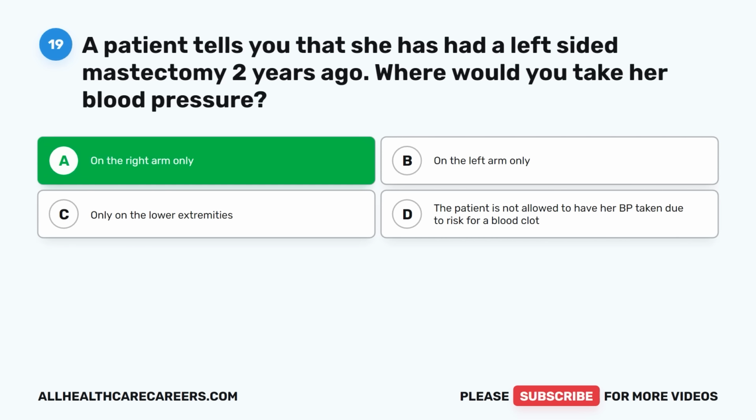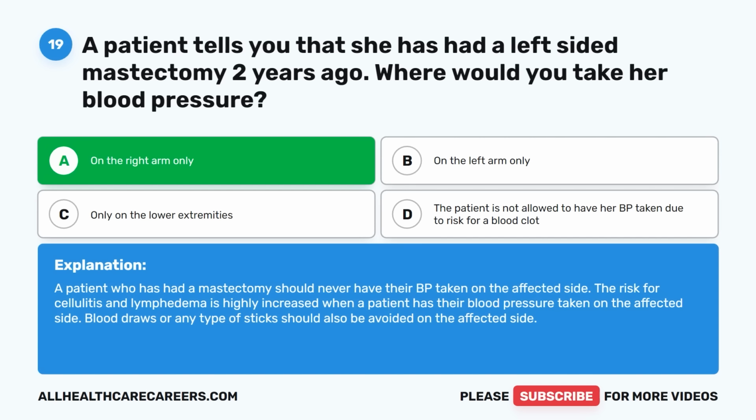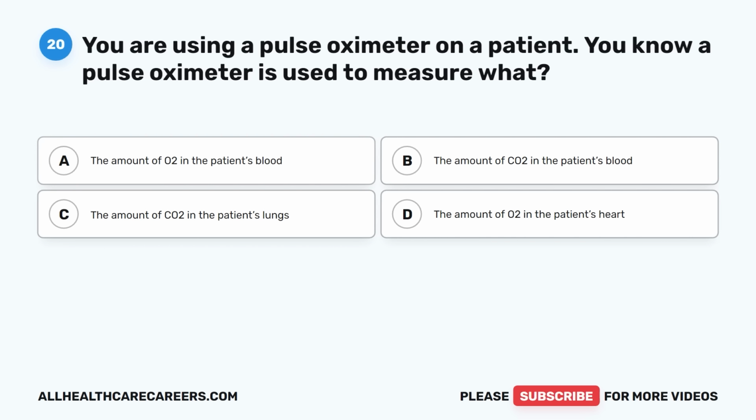The correct answer is A. On the right arm only. A patient who has had a mastectomy should never have their BP taken on the affected side. The risk for cellulitis and lymphedema is highly increased when a patient has their blood pressure taken on the affected side. Blood draws or any type of sticks should also be avoided on the affected side.